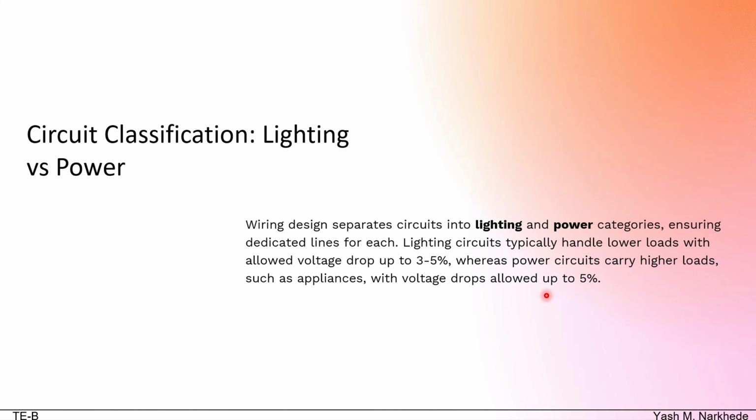Next is circuit classification, lighting versus power. IS 732 states that lighting and power circuits should be separate. Lighting circuits handle up to 800 watts while power circuits can handle around 3000 watts. This division makes the system safer and more reliable during daily use.